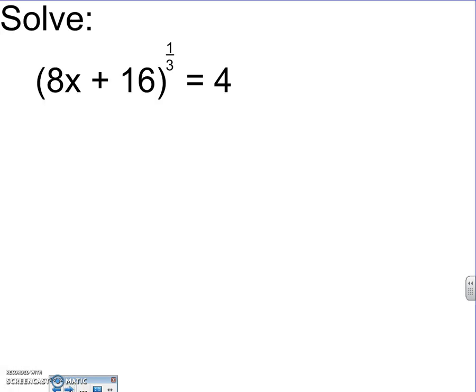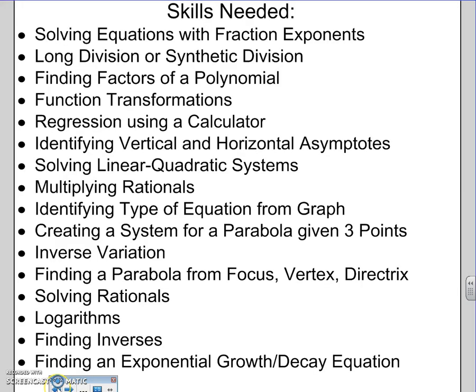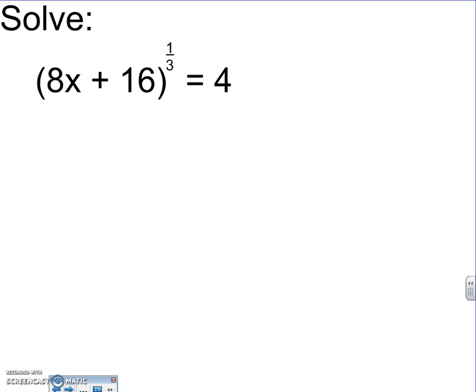You have a question to solve this. Solve for x. This is an equation with a fraction exponent. Remember, when we get x by itself, I cannot distribute that 1/3 power. What I can do is take the 1/3 root of both sides. A 1/3 root and 1/3 power cancel this out. The left side is just 8x plus 16.